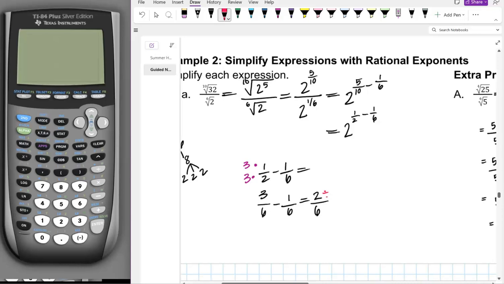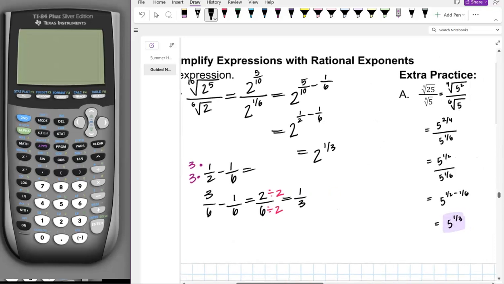These both share a common factor of 2, so I'm going to divide out the common factor of 2 on the top and bottom to get 1/3. So I know this is equal to 2 to the power of 1/3. That's one way to write the answer, or you can write this as the cube root of 2. Either way is great.